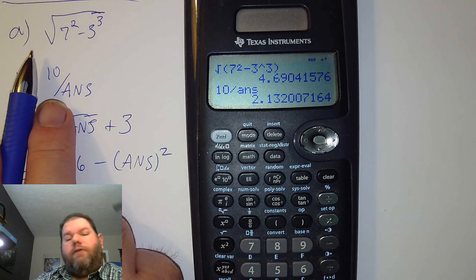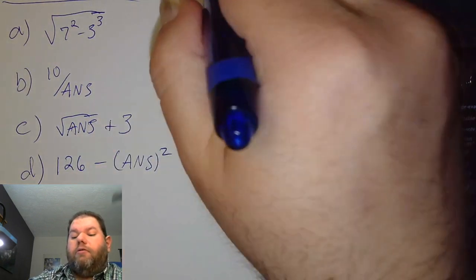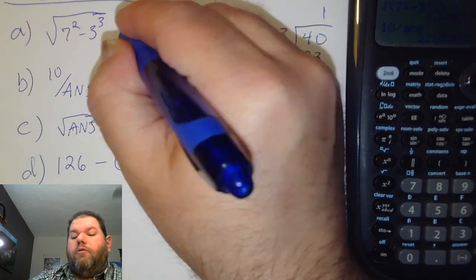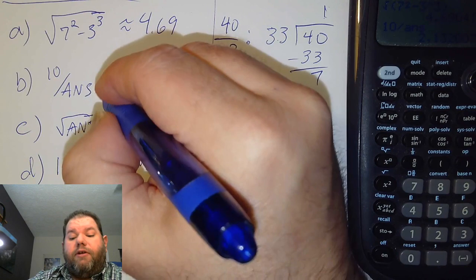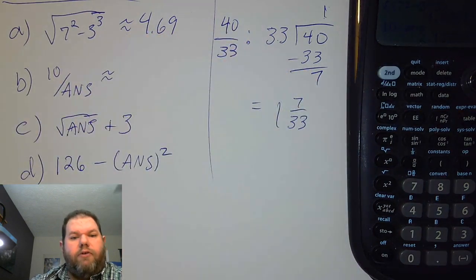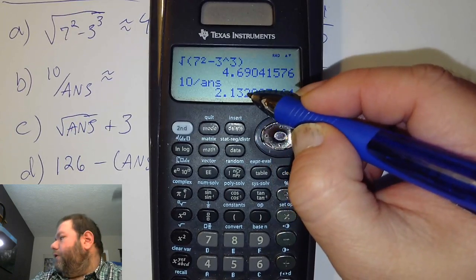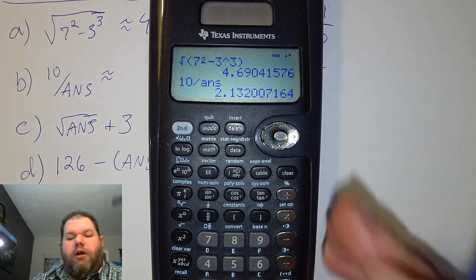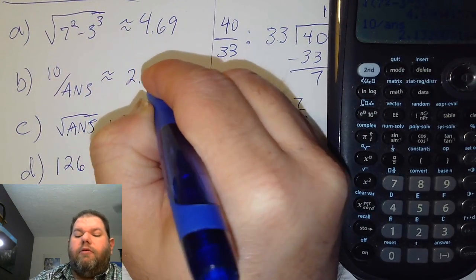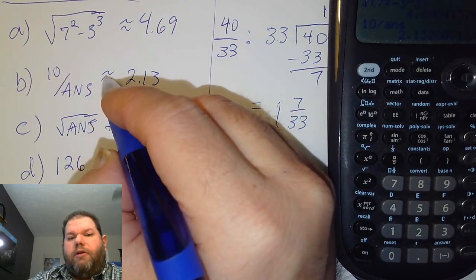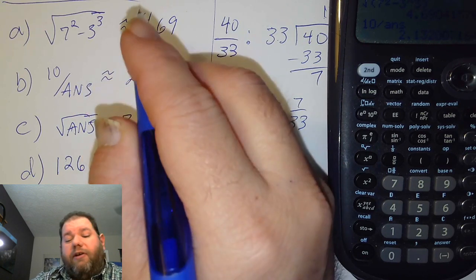So A is just 4.69. And you'll notice the instructions in the worksheet want us to round to the nearest hundredth. So this would be 2.13. So hundredth is 2 places after the decimal. And so I'm putting the curvy equal sign because it's approximate. It's not exactly equal.